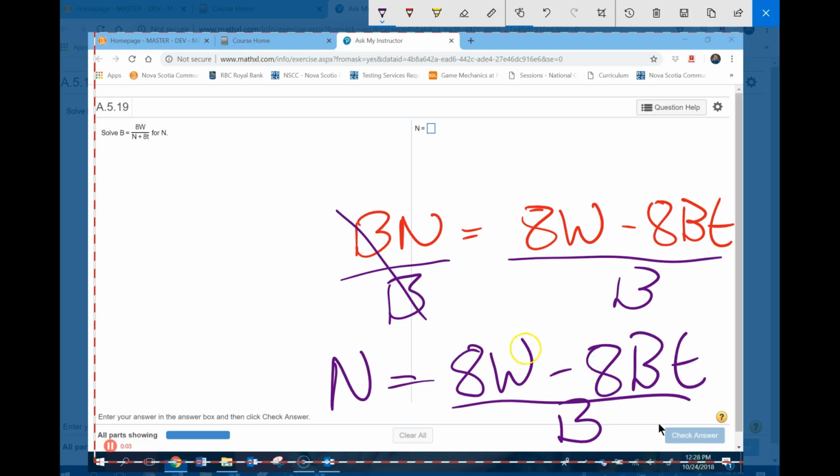There's something else that we could do. We could factor out the 8 from both terms, but that's a little bit more of an advanced technique for sure. So I believe that's probably as far as we can go at this moment.